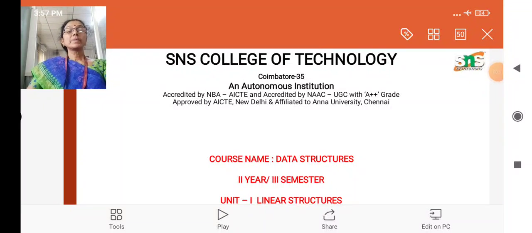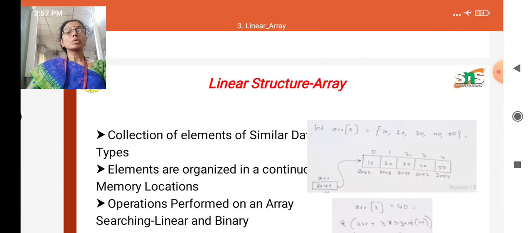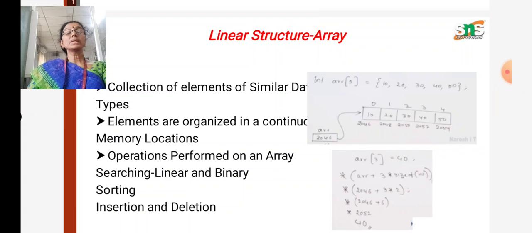In the previous video we saw the classification of data structures. In today's video we start the linear data structures with the array. You already know what an array is. An array is a collection of similar data types. The elements are organized in a continuous memory location. It is called an array.